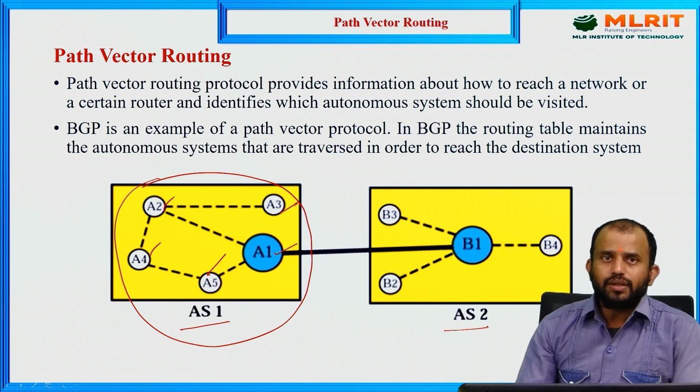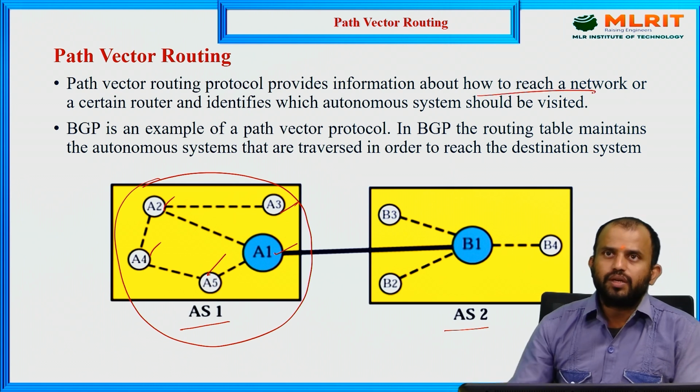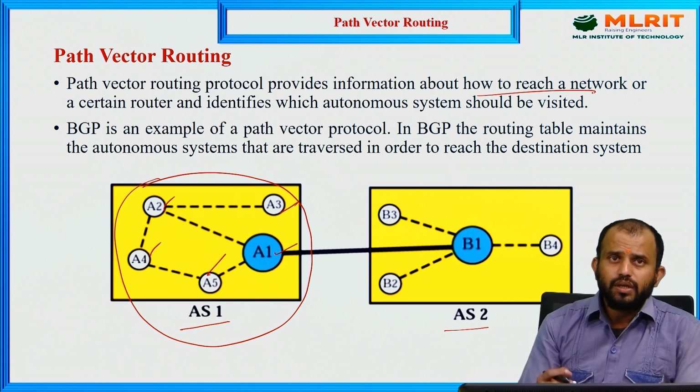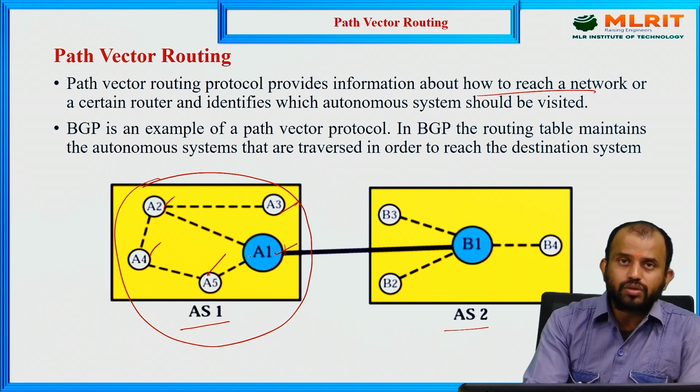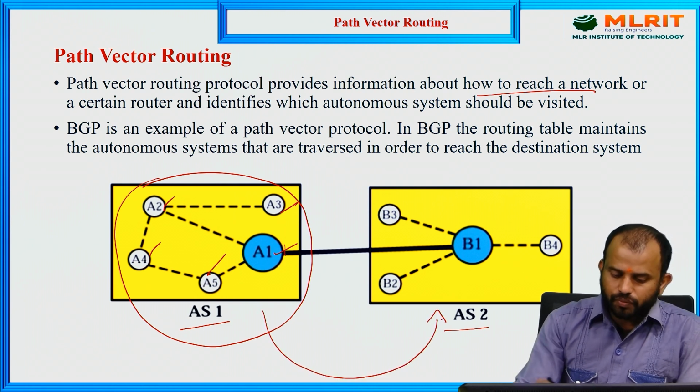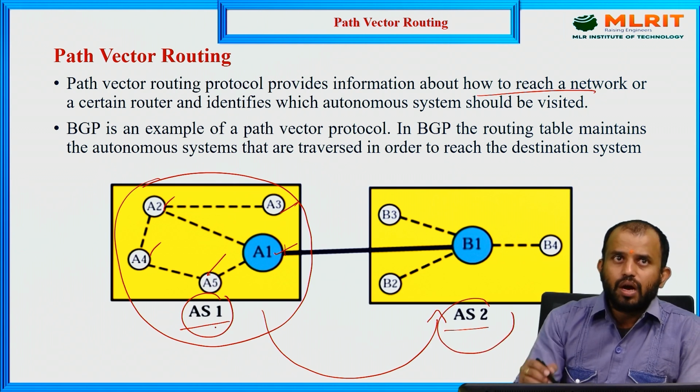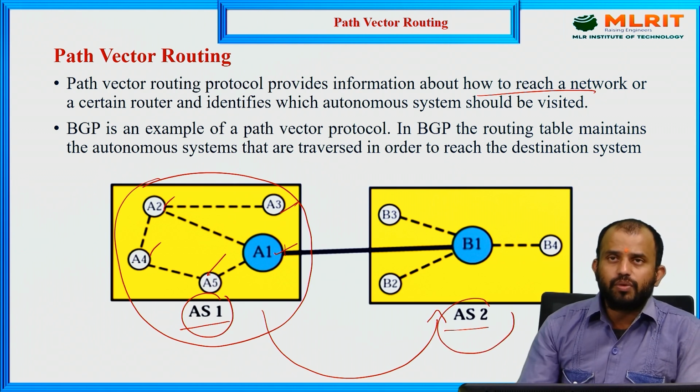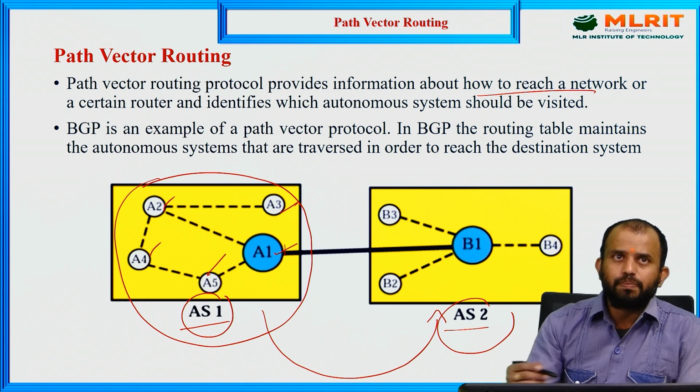Path vector routing has to save information and give information about how we are able to reach a network. For example, with n number of routers, we have to share information from one network to another, which means AS1 to AS2. How are we able to share the information and reach the destination? Based on that, we have to design path vector routing.